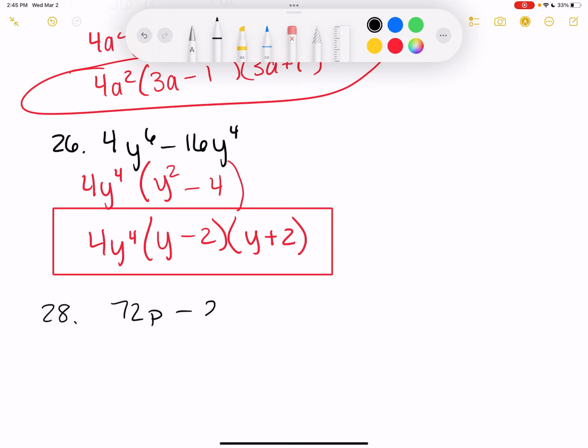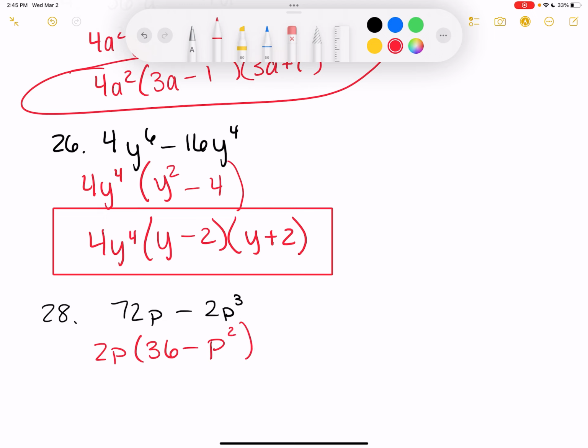28. 72p minus 2p cubed. 2, 4, 6, 8, 10, 12, 14, 16. You can take 2p out of them. Yes, 2p. So what does that leave me with? 36. That's just it. 36 minus p squared. There we go.